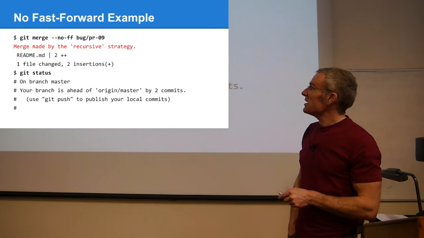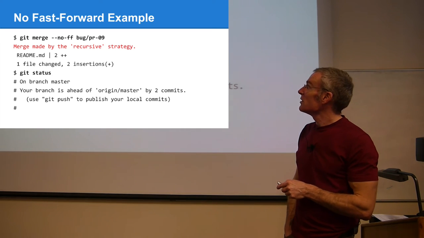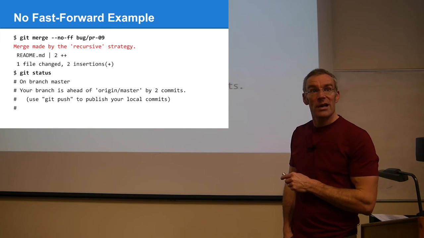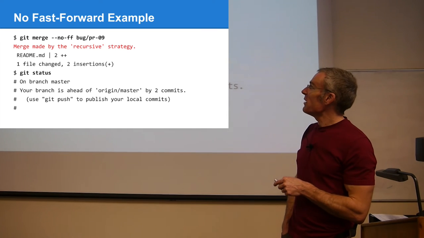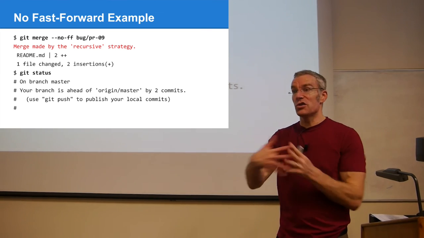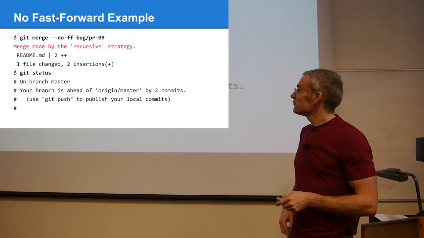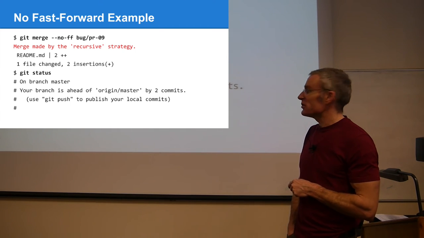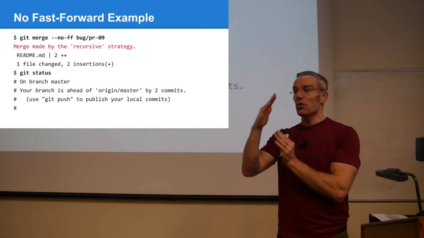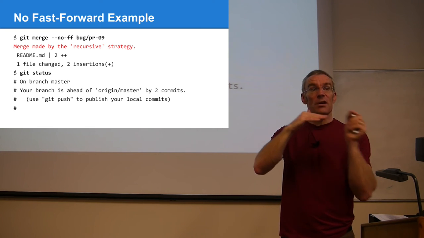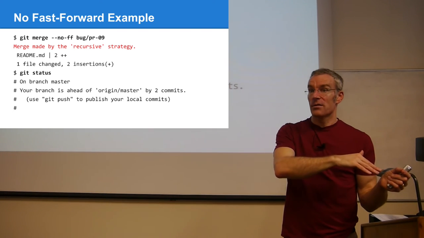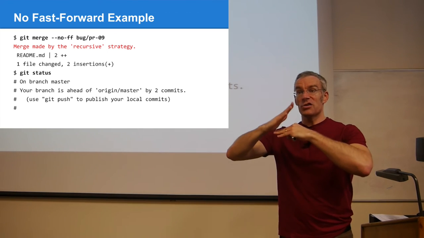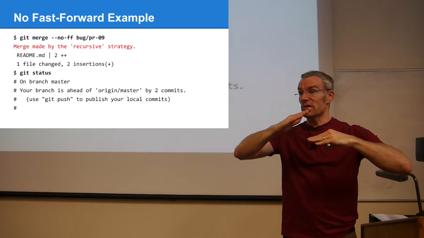So now look. If I repeat the same operation, git merge no FF, bug PR9. Can you see how it's changed? That line is now different. It says merge made by recursive strategy, which is a standard way of merging two branches. Okay? And now I do git status, and my branch is ahead of origin master by two commits. Because what I did in this example is I forked, I did two commits on my bug branch, and I merged back in again. So now it's telling me that I'm actually two commits ahead of the master branch, which is right, isn't it? I've branched, I've done two extra commits, and there's nothing in the master branch, and I've merged back in again.